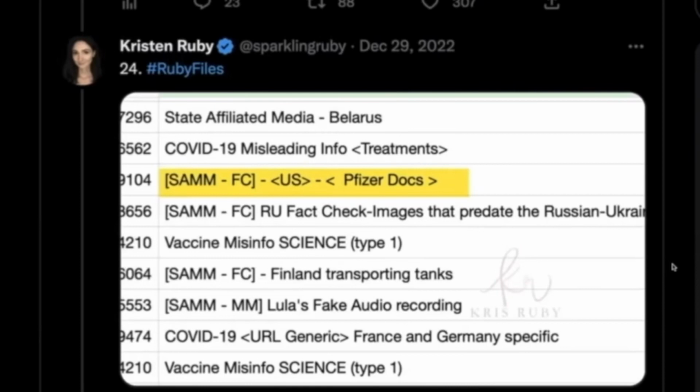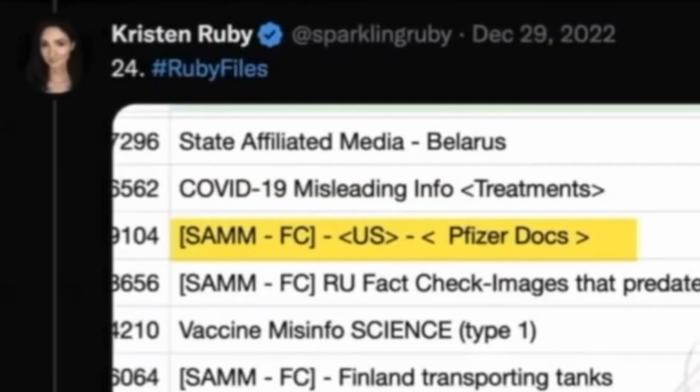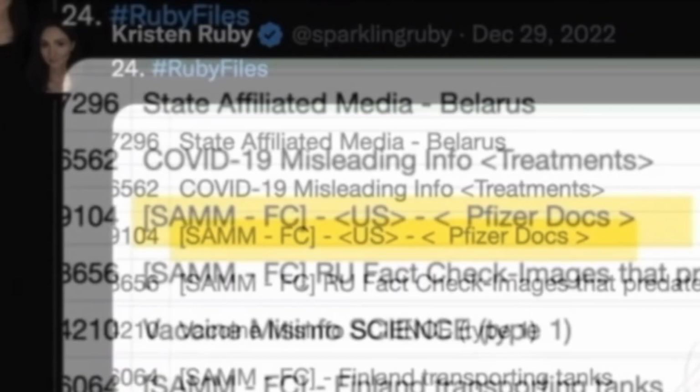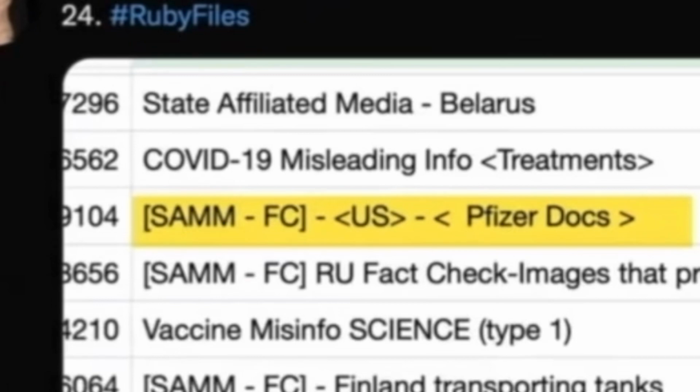This is a list of categories. Categories of what was flagged under Twitter as policy violations, or different pieces of content that were deemed U.S. political misinformation. See, weird things that are flagged. SAM means state-affiliated media. But in the data set, why are U.S. Pfizer docs flagged as possible misinformation?